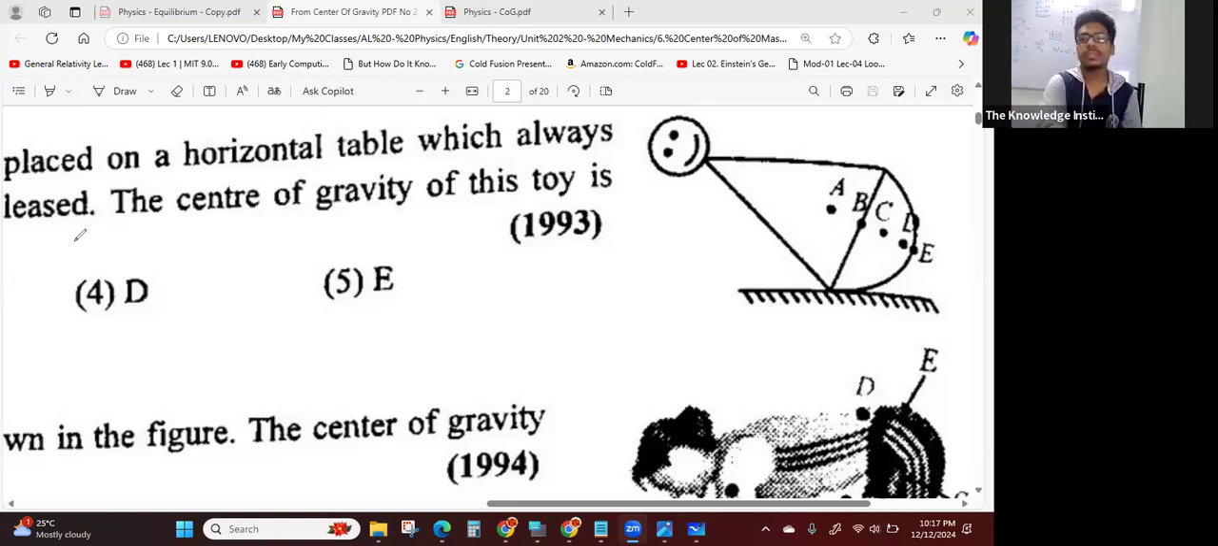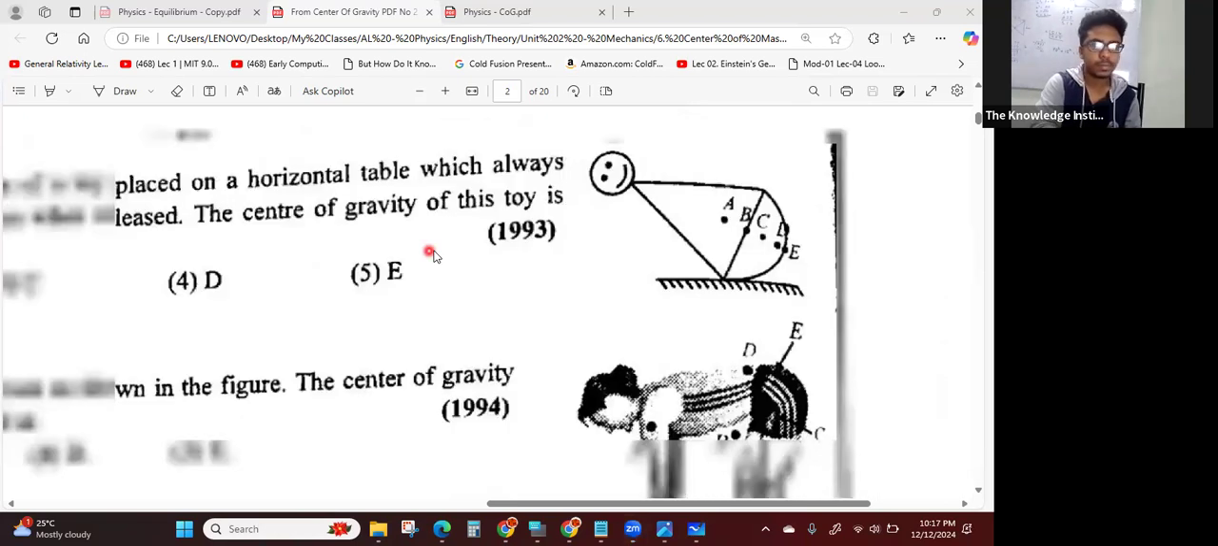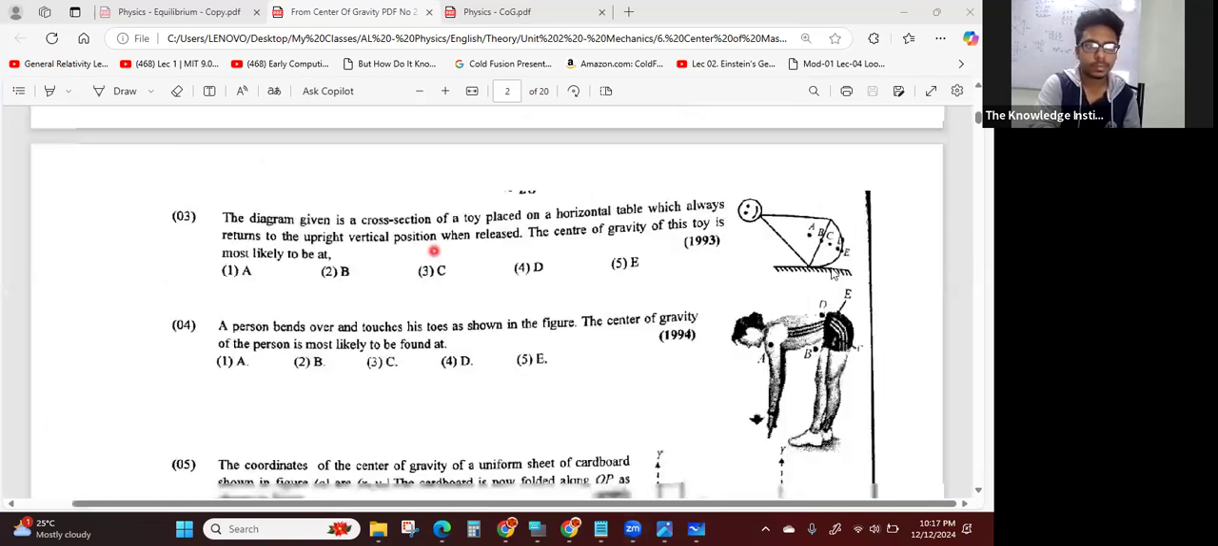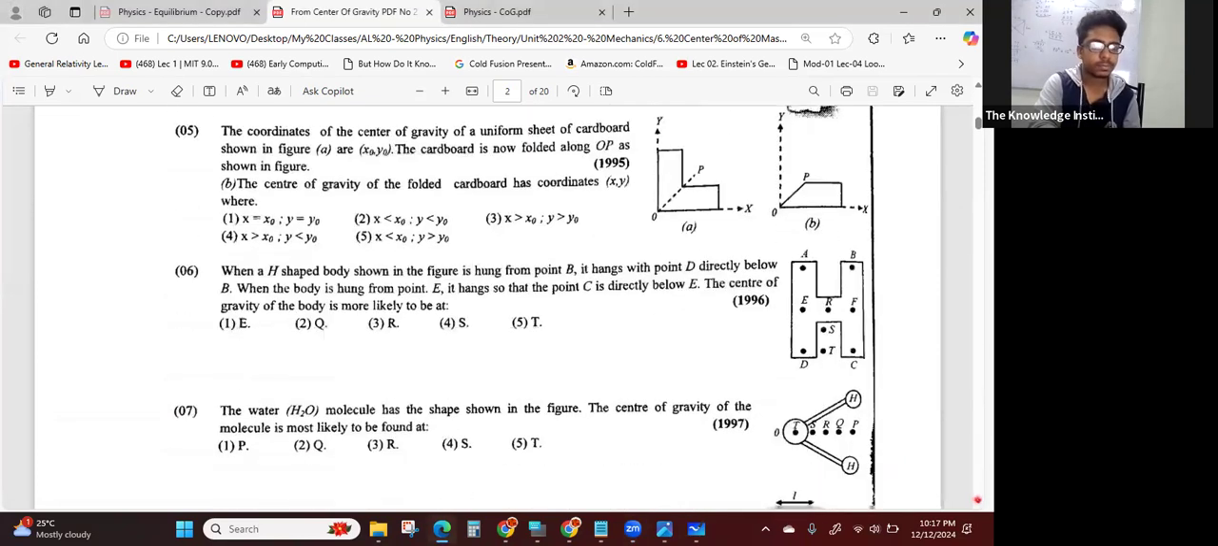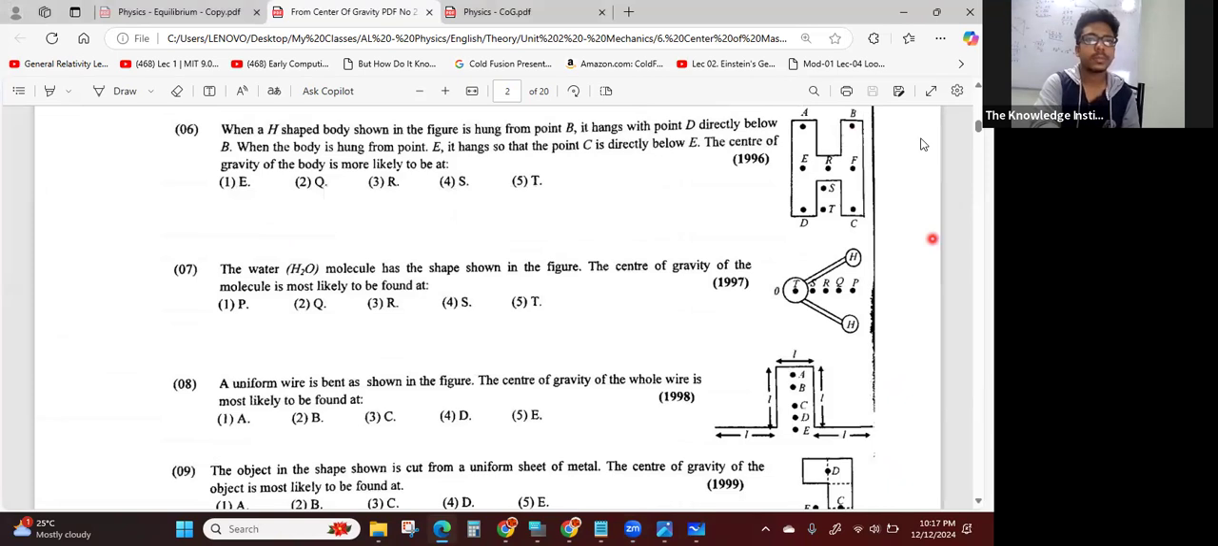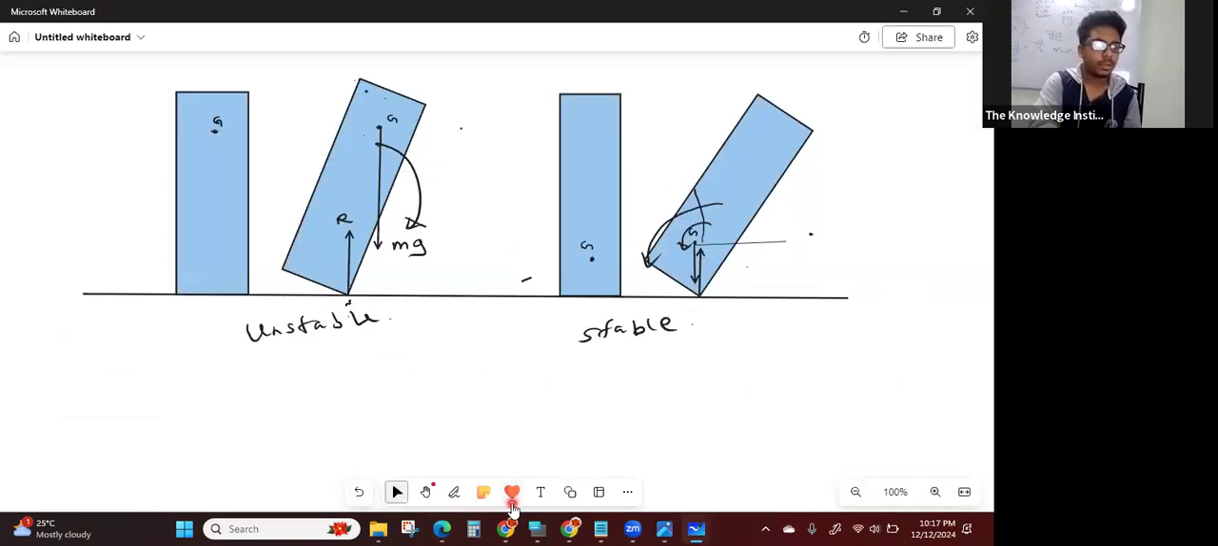So the stability of an object depends on the position of the center of gravity. So that's all about the stability and center of gravity.